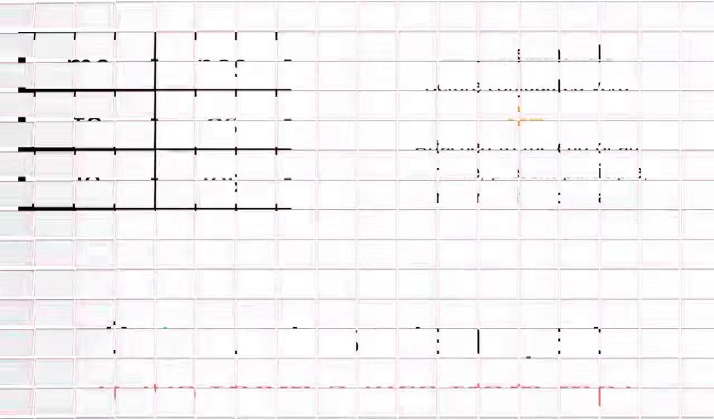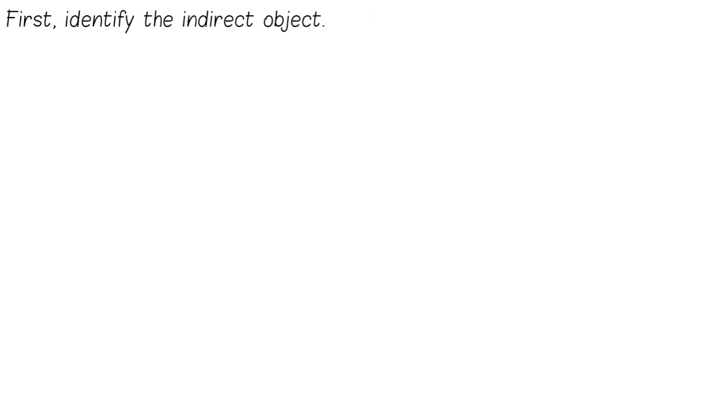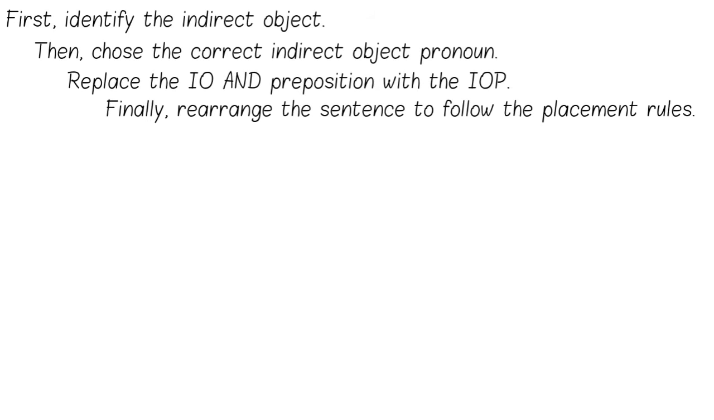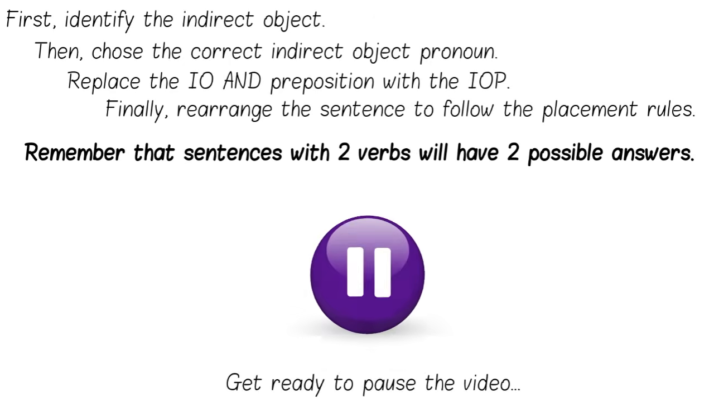Now do some practice on your own. In the following sentences, identify the indirect objects, then replace them with pronouns. Finally, arrange the sentence to follow the placement rules. Don't forget that if your sentence has two verbs, you'll have two possible answers. Pause the video here.